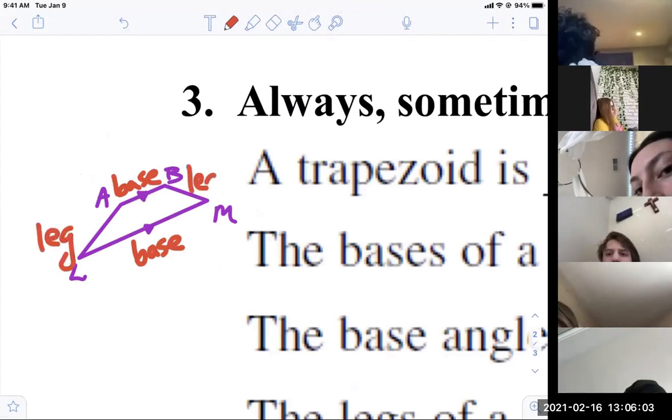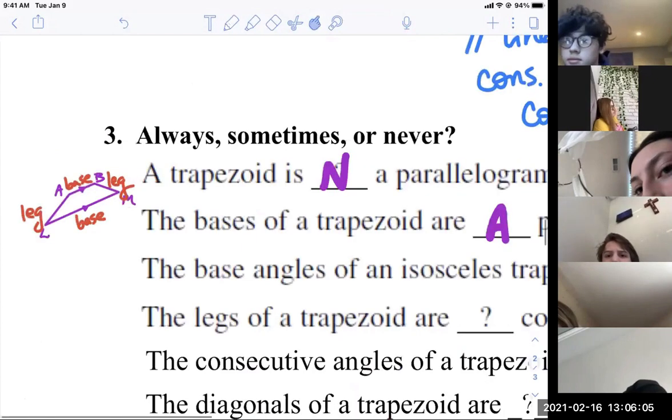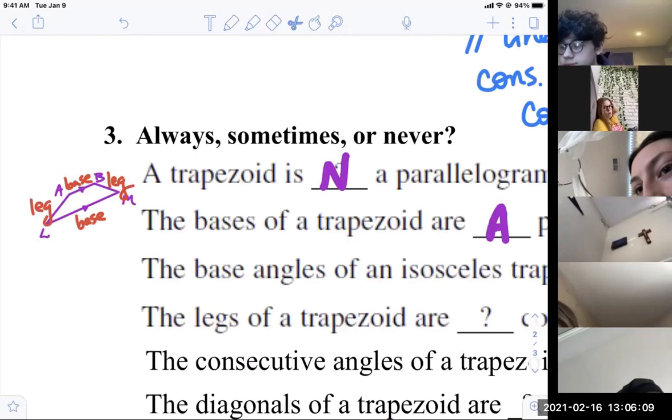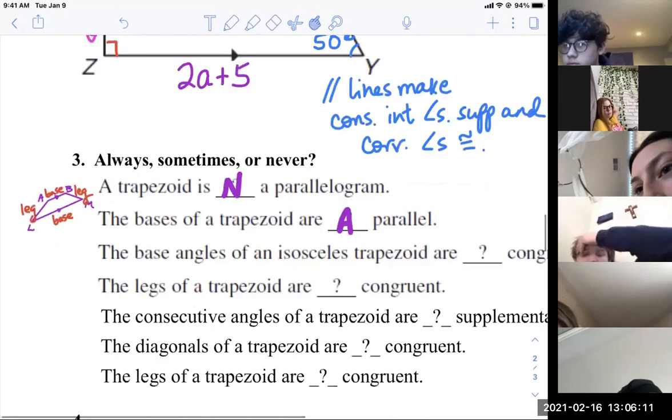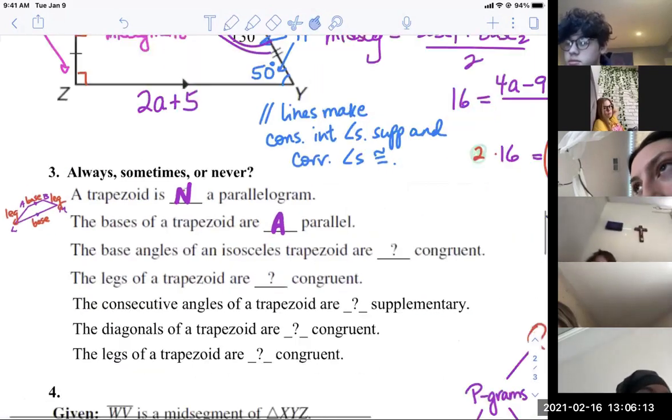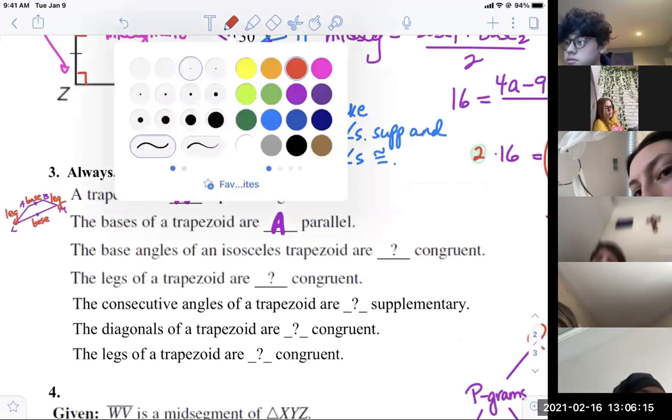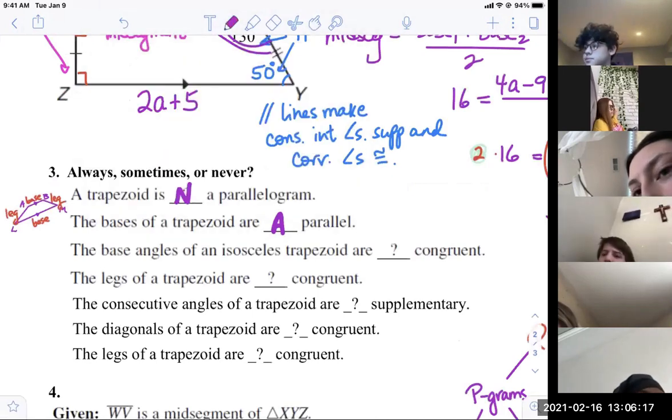When will the legs be parallel? Always, sometimes, or never? Never, right? That's what makes them the legs. Okay, the base angles of an isosceles trapezoid, are they always, sometimes, or never congruent?